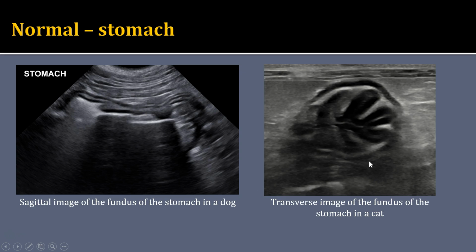Here's a transverse image of the fundus of the stomach in a cat, and this is that nice wagon wheel appearance that happens when the stomach is empty. We can see rugal folds, and then we can see the interrugal area. And in the cat too, I'll point out the submucosa can be quite hyperechoic and quite evident, because sometimes cats, especially if they're a little bit overweight, will put a lot of fat in that layer. So if we were going to measure the wall, we would measure it in this interrugal region.